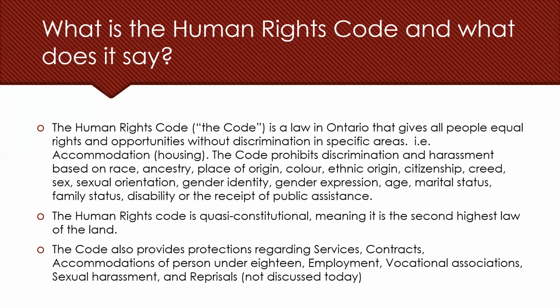The Human Rights Code is what we call a quasi-constitutional piece of legislation. It means it's second only to the Constitution of Canada. It overrides every other act or statute, at least in the province of Ontario, because the Human Rights Code is an Ontario piece of legislation. It also protects people in regards to services, contracts, people under 18, employment, vocational associations, sexual harassment or reprisal, but we're not going to be discussing any of that today. We're only going to be dealing with housing.